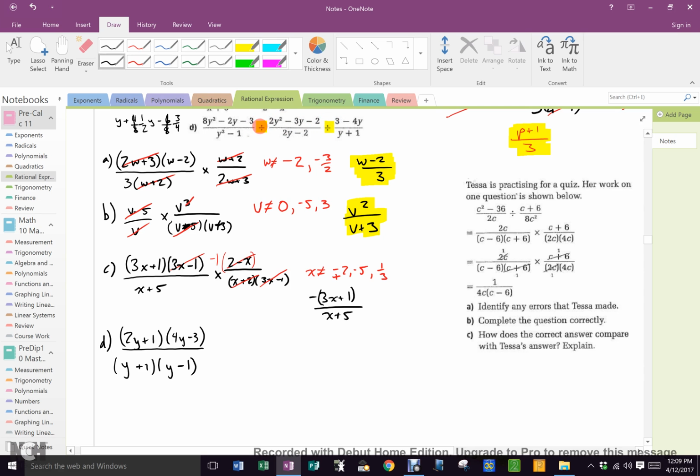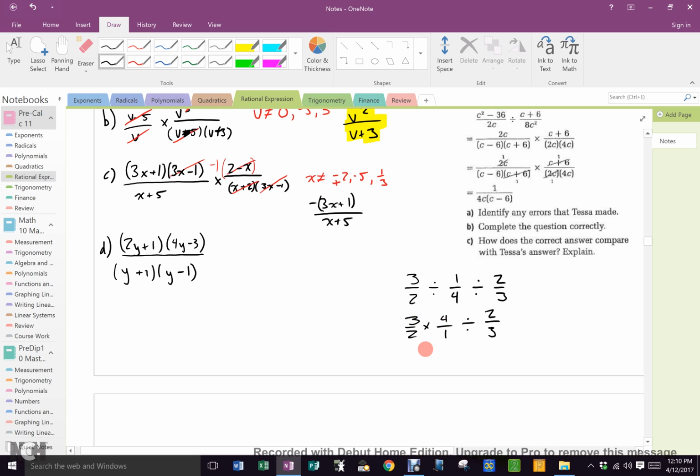Now, you got to think about this. I know I got to flip this, but what do I do there? If you don't remember, you should just think about it, right? If I had 3 halves divided by 1 fourth, divided by 2/3, that's going to be 3/2 times 4 over 1, then divided by 2/3, yes? Now, according to BEDMAS, we would go in this order, yes? So it would be 12 over 2 divided by 2/3, which would become 12 over 2 times 3/2, which would be 36 over 4, which would equal 9. Now, everybody follows that, I assume.